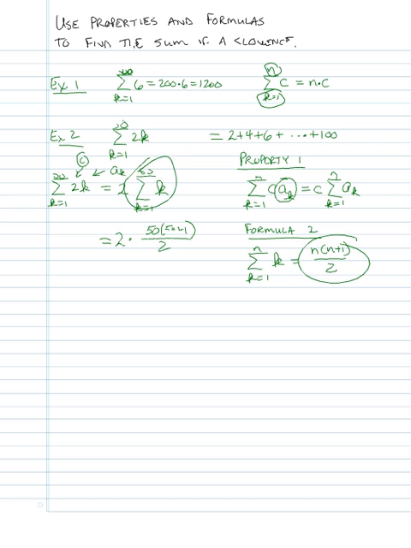Well, in this case, we can begin simplifying, and we can cancel those 2s, and we'd have 50 times 51, and when we calculate 50 times 51, we'll get 2,550. That's an easy calculation. So the sum from k equal 1 to 50 of 2k is 2,550. Okay. Let's do a couple more of these. And let me set up on the next page to do the next couple.